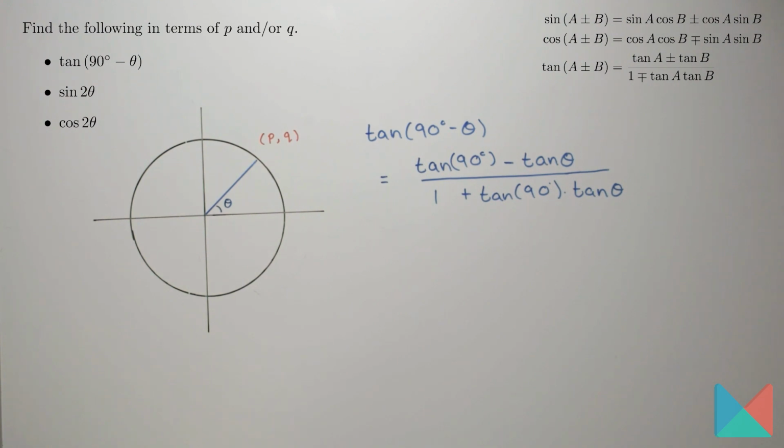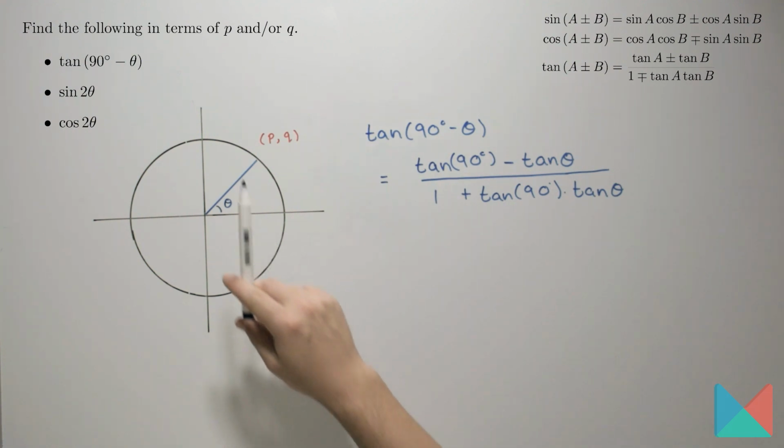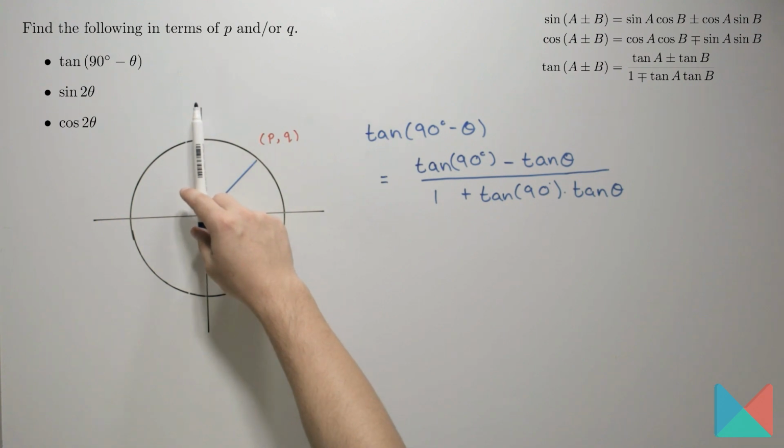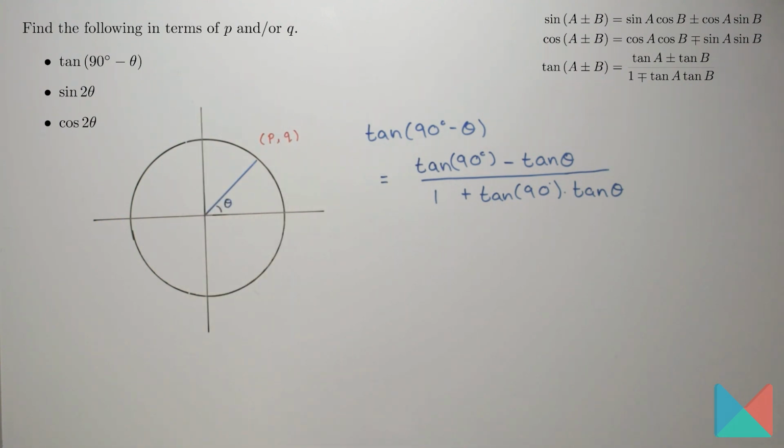Now the next step will usually be to sub in our exact values, but realize that we've got tan of 90 degrees, which is undefined. And remember, it's undefined because 90 degrees is on the positive y-axis, and this is parallel to the x equals 1 line, and therefore there will never be an intersection point to represent a tan value. So it turns out that we cannot solve this problem using the angle difference identity for tan.